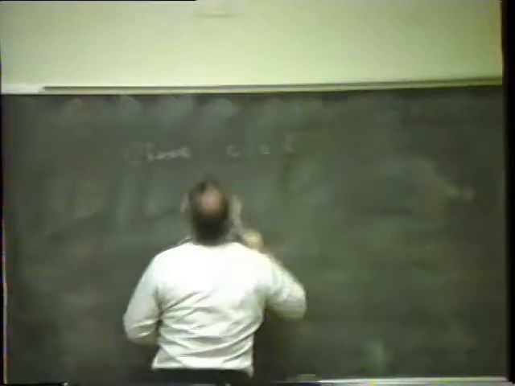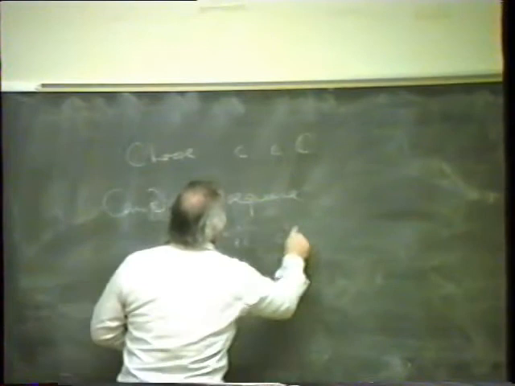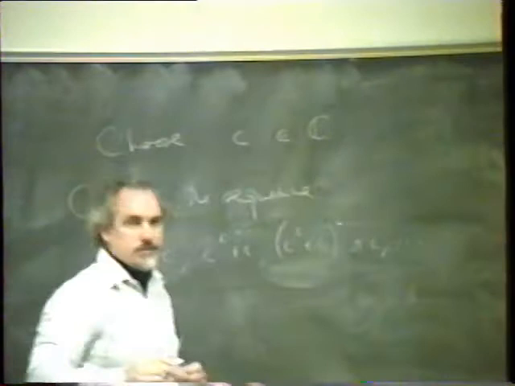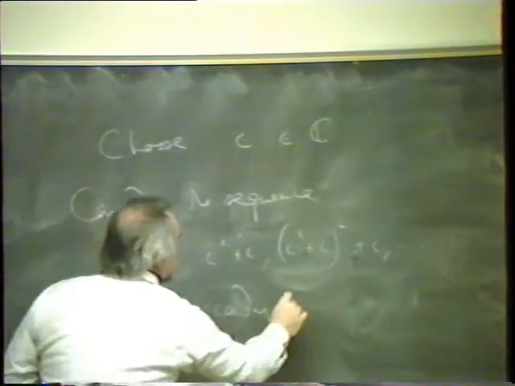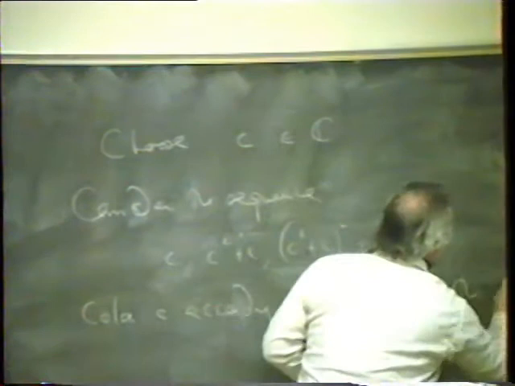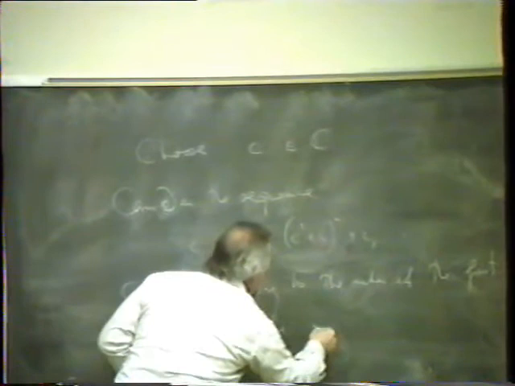Choose C in the complex numbers. Consider the sequence C, C squared plus C, C squared plus C the whole thing squared plus C, etc. And color C according to the number of the first term with absolute value greater than, 10 maybe.